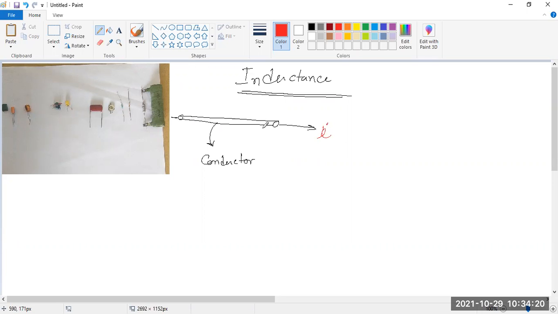Now, surrounding this conductor, a magnetic field is created. A magnetic field is created. Surrounding this wire, this is a magnetic field.